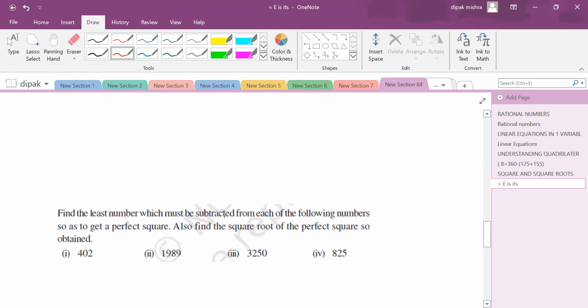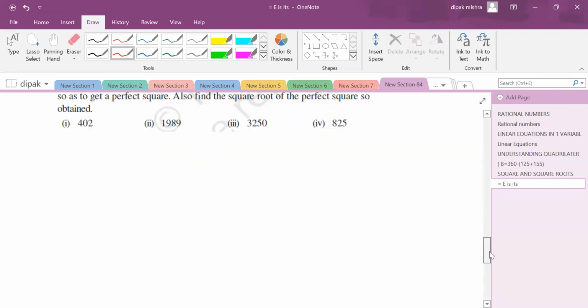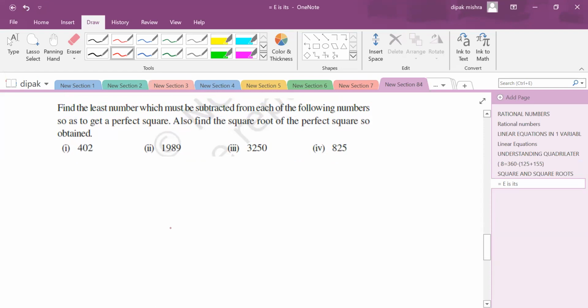Okay, move on to our next question. Find the least number which must be subtracted from each of the following numbers so as to get a perfect square. Now, some of the questions you can do by long division, most of them, but some of the questions you can use your basic common sense. Now, you know, 400 is a perfect square, 20 square. So to make this number 400, you can definitely subtract 2. Okay, you can do it by the long division method as well, which I'll tell you in the next question.